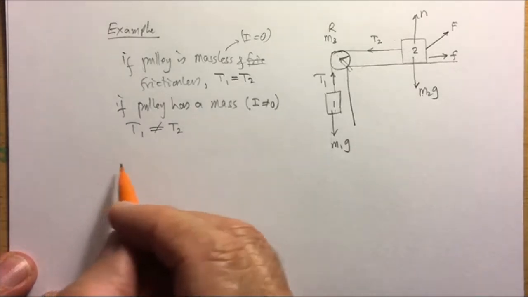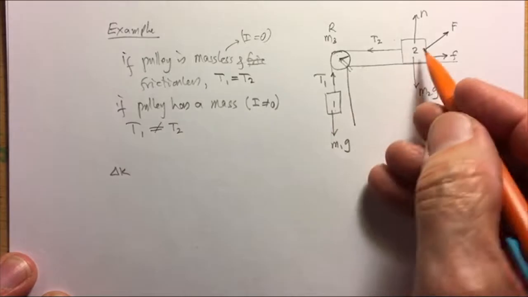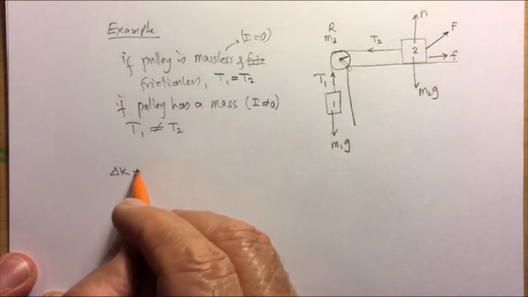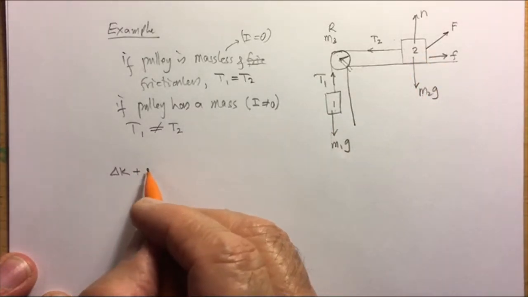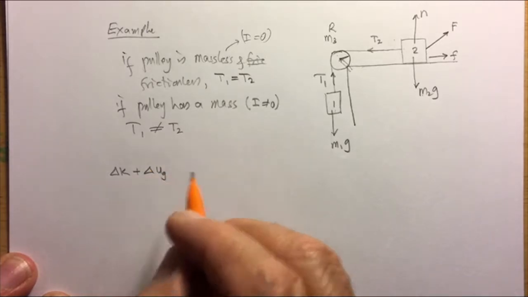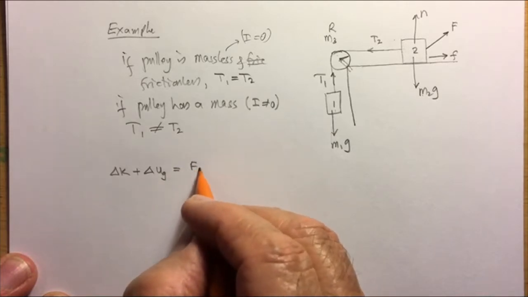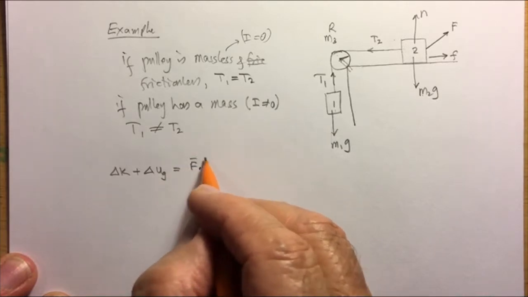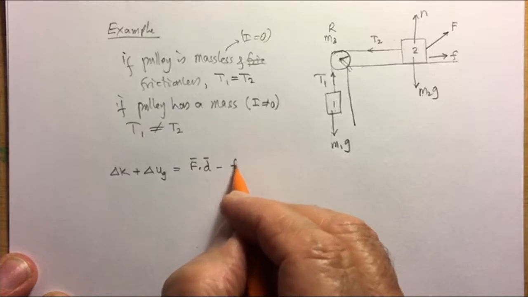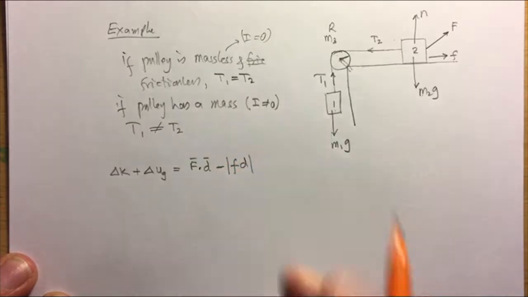So by conservation of energy, we would have the delta K, the gain in kinetic energy, plus the gain or loss in gravitational potential energy, there's no spring here, equals the work done, which is F dot D, minus the friction work, which is Fd, and we take the absolute value.